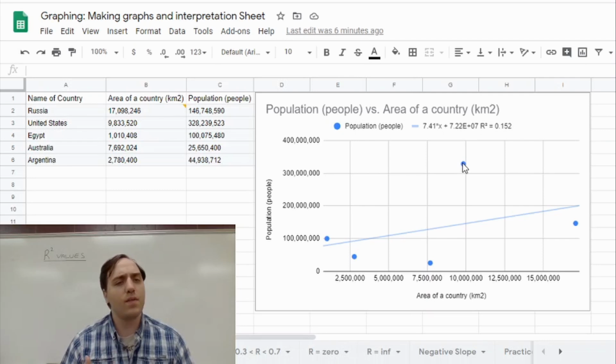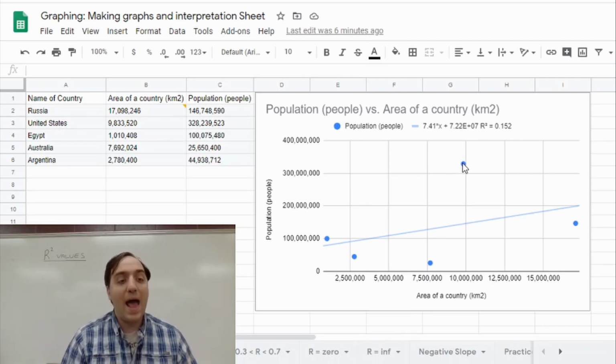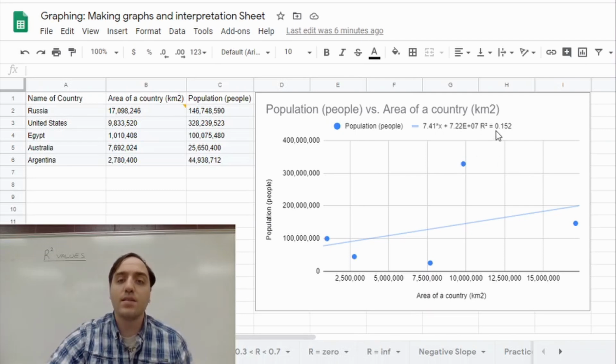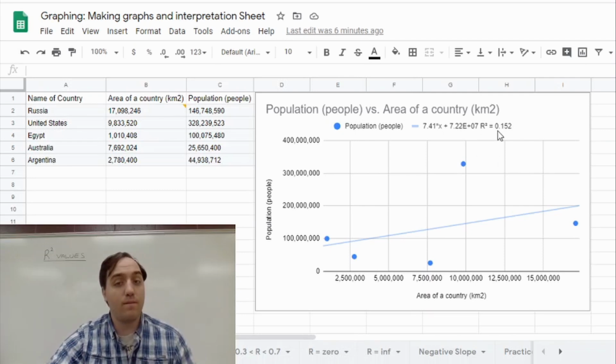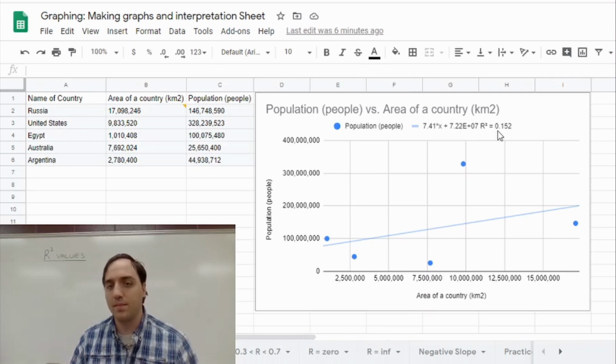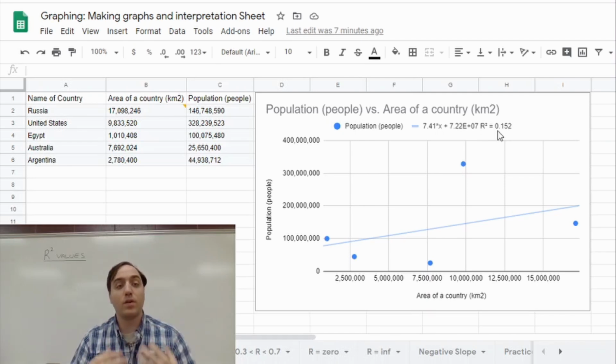If you want to, you can think of an R squared like a grade percentage. Lower is bad, higher is good. The closer you are to one, the better the fit. The farther you are away from one, the worse the fit. This has a relation of 0.152. That is abysmal. You come back with a 15% on a test, your parents aren't going to be happy. Heck, you're not going to be happy. I'm not going to be happy. But in graphing and graphical analysis terms, this means that there is no relation.